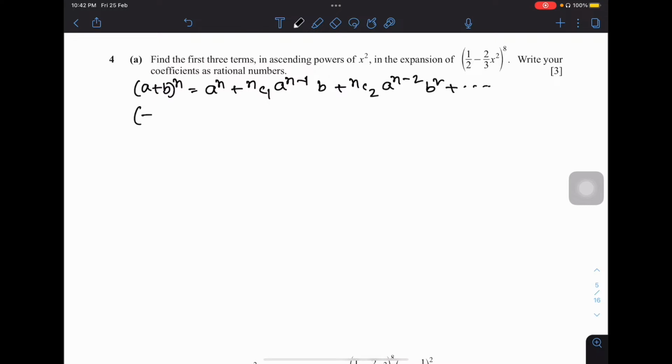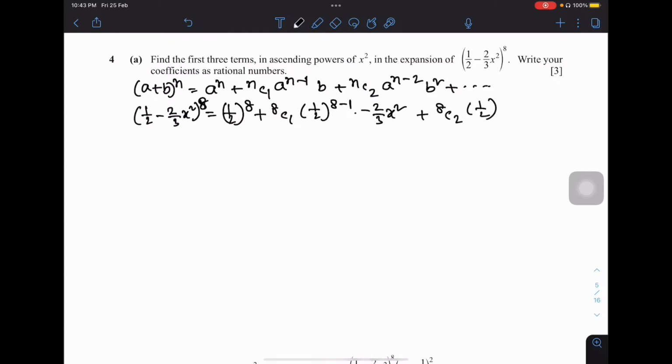Let me write here (half minus 2 by 3 x squared) whole to the power 8 equals half to the power 8 plus 8C1 half to the power 8 minus 1, that is 7, b is minus 2 by 3 x squared, plus 8C2 half to the power 8 minus 2, minus 2 by 3 x squared and then whole squared, since b squared is needed.